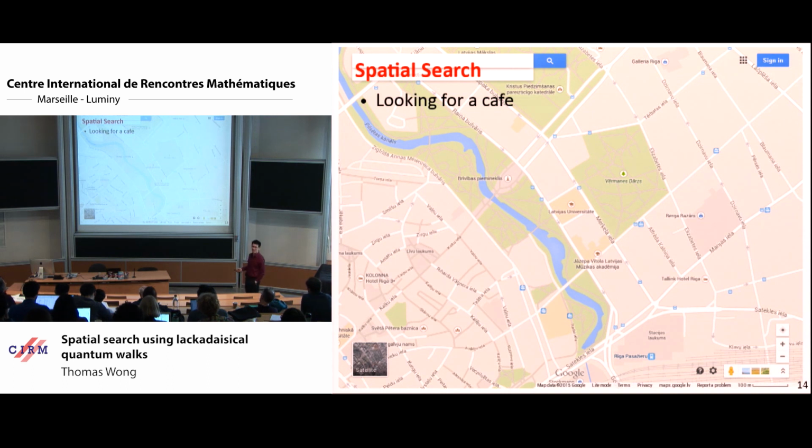So this is Riga, Latvia, where I did my first postdoc, and that's the University of Latvia. And so imagine you're new to Latvia and you're looking for a cafe. And you start in front of the university and you're like, I don't know where a cafe is, but this is Europe. If I just wander around, I'm sure I'll find a cafe.